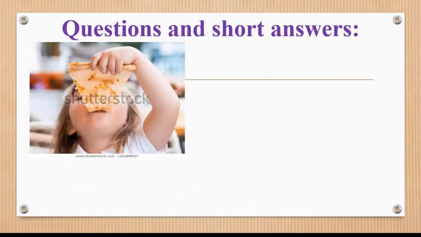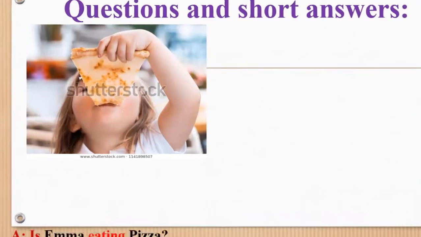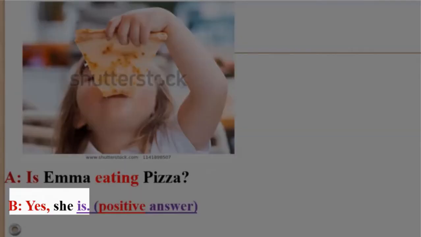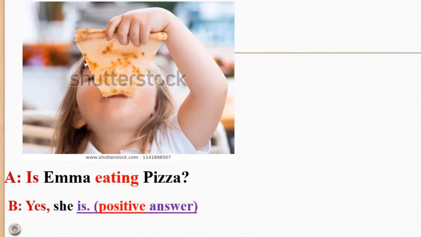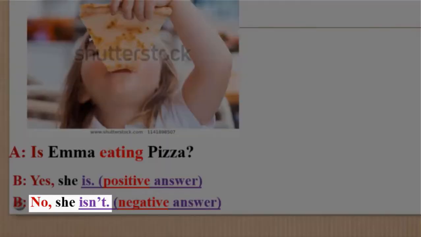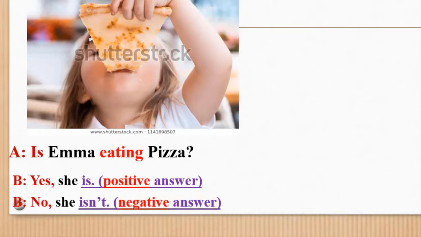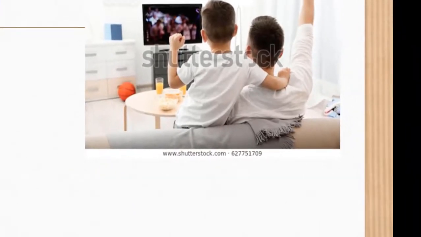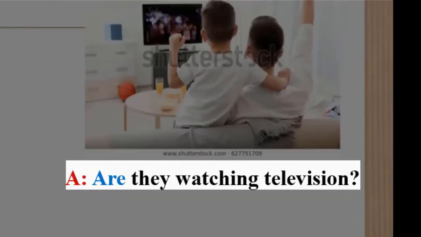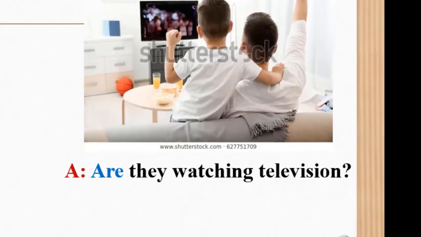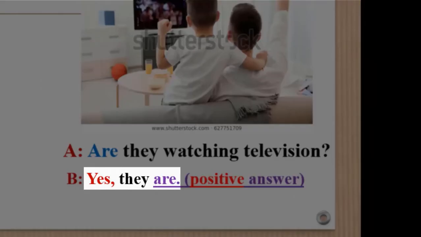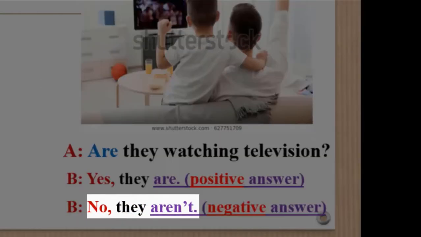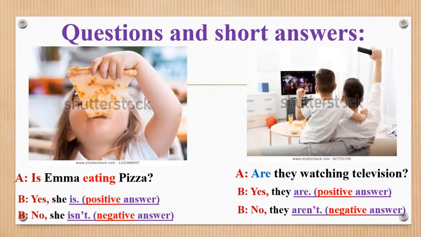Questions and short answers. Let's have a look at this dialogue. Is Emma eating pizza? Yes, she is. This is a positive answer. No, she isn't. This is a negative answer. Dialogue number 2. Are they watching television? Yes, they are. This is a positive answer. No, they aren't. Negative answer.